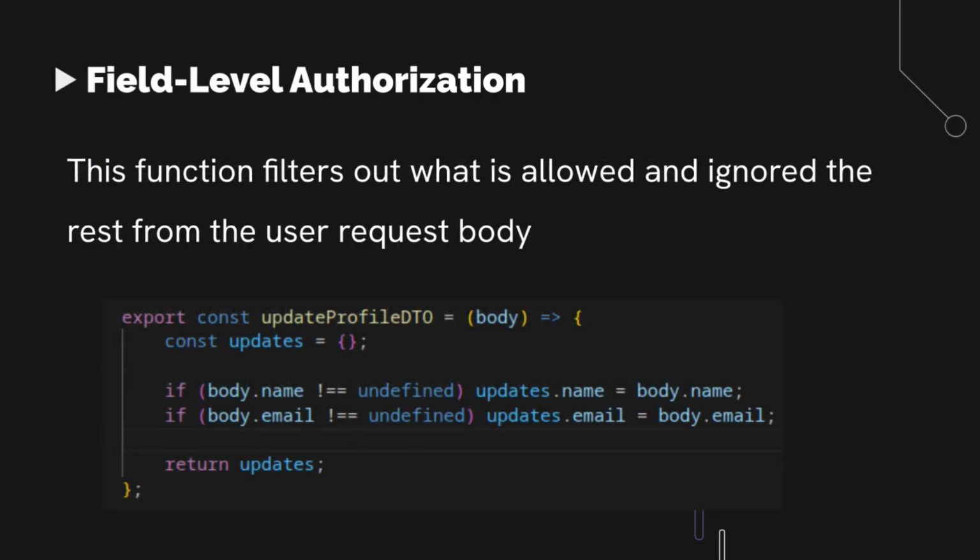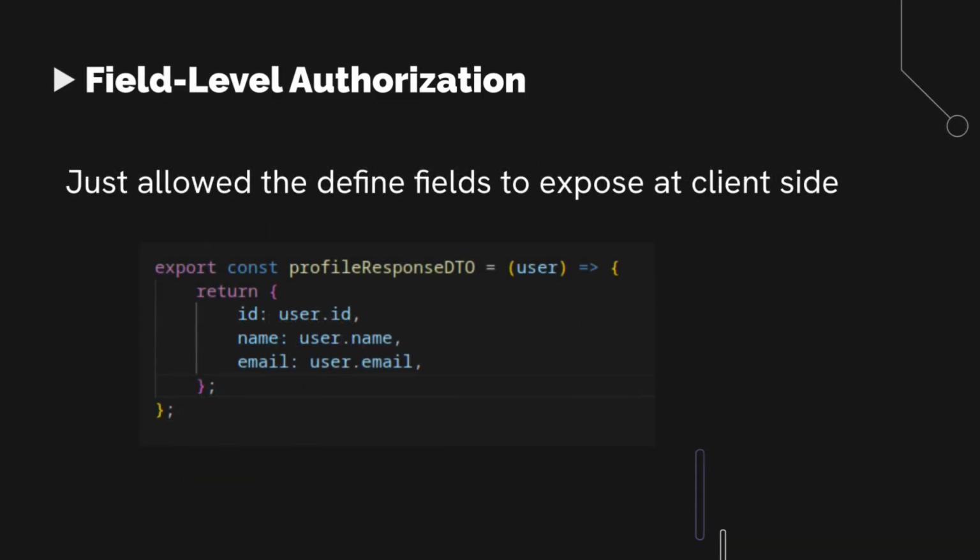For example, if a user is updating their profile, the DTO might only allow fields such as name and email. If an attacker sends an additional field like role, that will never reach the update profile function logic because it is not part of the allowed schema. The same concepts apply to responses. Rather than returning an entire database record, a response DTO can define exactly which fields should be sent to the client. Sensitive fields such as password hashes, reset tokens, internal notes, or security-related attributes can be automatically excluded.